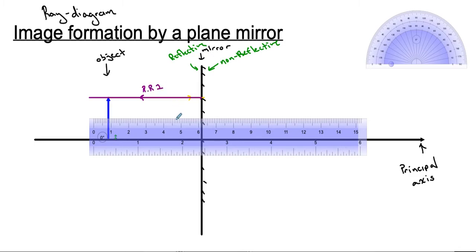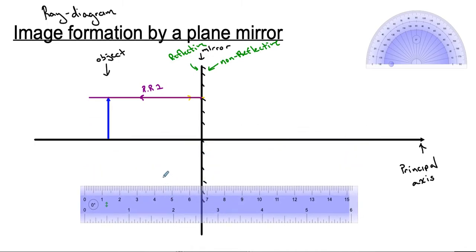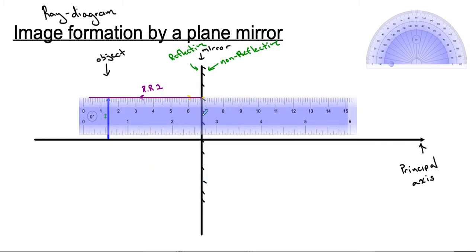Now, to a viewer outside, this ray is going to look like it's coming from the mirror. However, this is the reflective surface. There's no light that goes behind this. But what we can do is draw an extension of the ray. And that's going to look just like this.